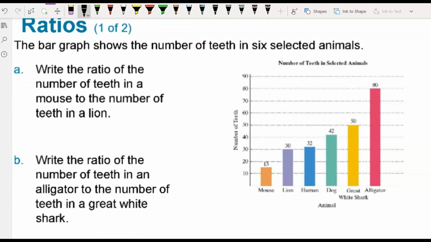All right, so the bar graph shows the number of teeth in 6 selected animals. Write the ratio of the number of teeth in a mouse to the number of teeth in a lion. So number of teeth is on this side. Mouse is 15 over lion is 30. And then reducing the fraction, they can both be reduced by 15. So it'd be 1 over 2.